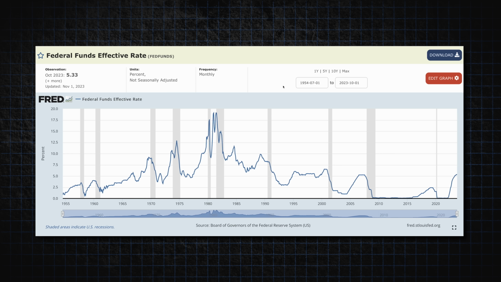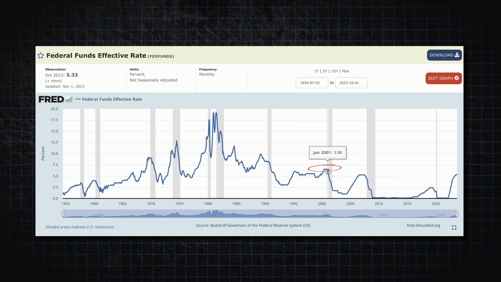This is a chart of the federal funds rate. This is the only interest rate the Federal Reserve actually controls. You can also see all of the gray bars on this chart, which represent recessions. One thing you'll notice is that since the 80s, the beginning of the gray bar or the beginning of the recession is marked by the introduction of lowering interest rates. In 89, when they started to lower interest rates, a recession followed.